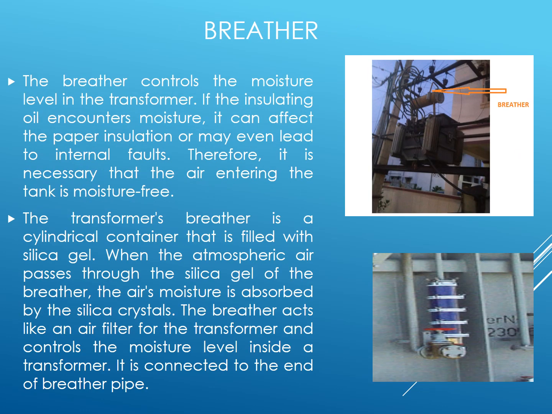This is the breather. It is used to prevent the transformer oil from absorbing moisture. When the transformer cools, air is taken into the conservator from the atmosphere. At that time, if the moisture content in the air mixes with the transformer oil, it will contaminate the transformer oil. So to prevent that, we have to go for this breather arrangement.